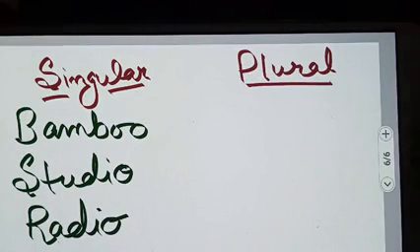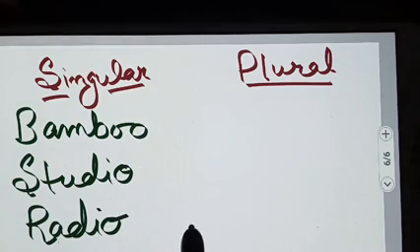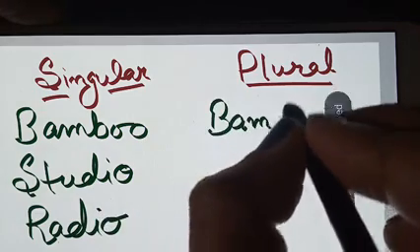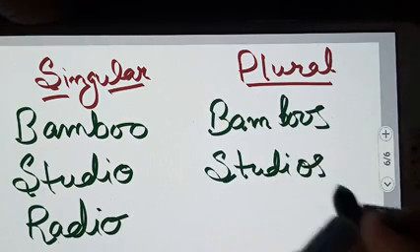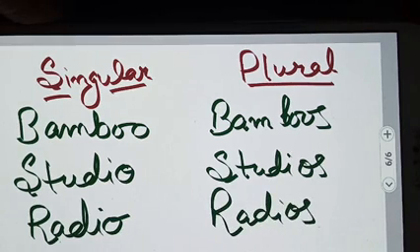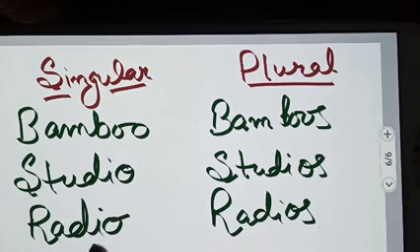So here is a twist: you will not use es if o is followed by a vowel, but you will directly use s only. So just convert it as it is. Bamboos, studios, radios. We are not using es here, you know that, because here the o is followed by again a vowel. So spellings will always matter when we convert singular into plural.